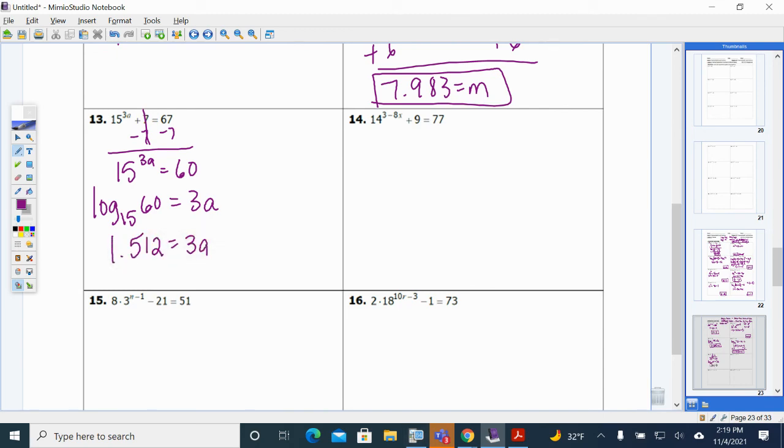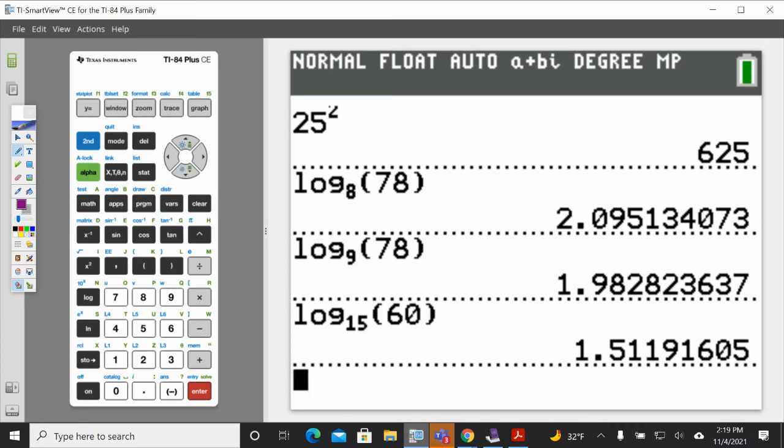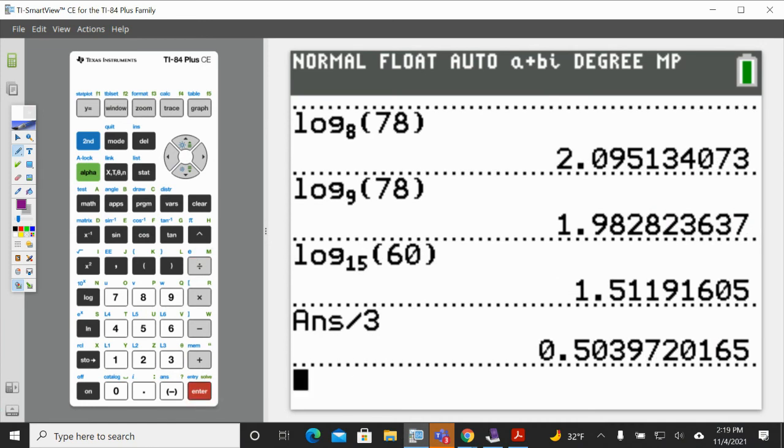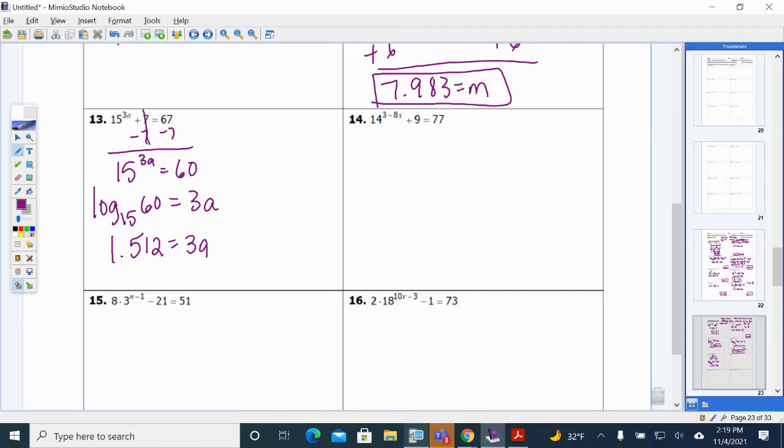And then you have to divide both sides by 3. So divide by 3. 0.504 for a. And again, that works.